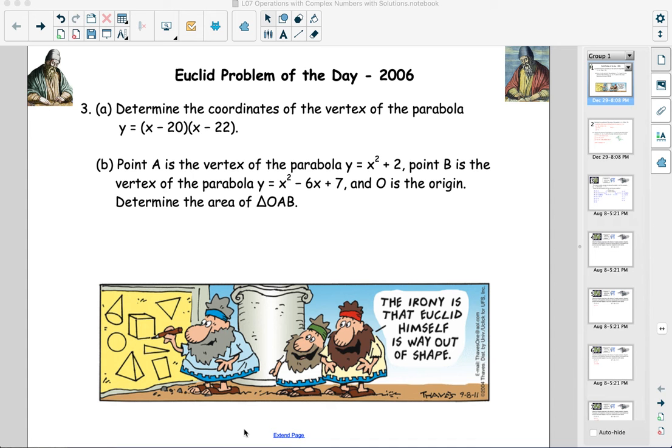So I'm going to go through this one in a bit more detail than I did the previous ones because I don't see this as review. I see this as something new. Per usual, we are starting with a Euclid problem of the day, but I'm not going to record the solution to it here. So this one is from 2006. It's a number 3 problem, so it's not a terribly difficult one.